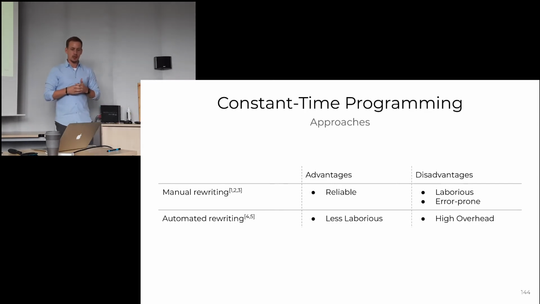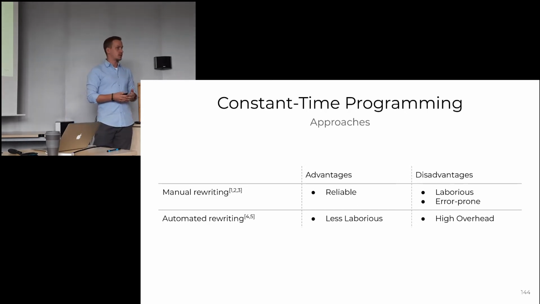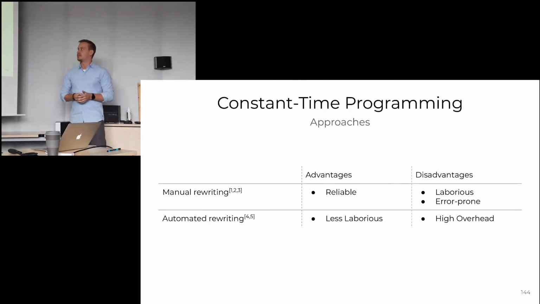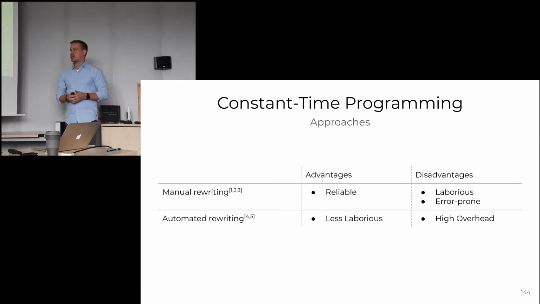As I mentioned, it is commonly used in cryptographic libraries, so that would be manual rewriting. There, people just change the code manually. But because of that, it becomes quite laborious, especially for large code bases, so not always practical. So only for certain applications. Another thing is that since you do it manually, humans are prone to errors, so it's not necessarily reliable. There have been a few papers that try to do it automatically as a compiler pass or something like that. But there the problem is that usually they introduce quite high overheads, so not exactly practical again.